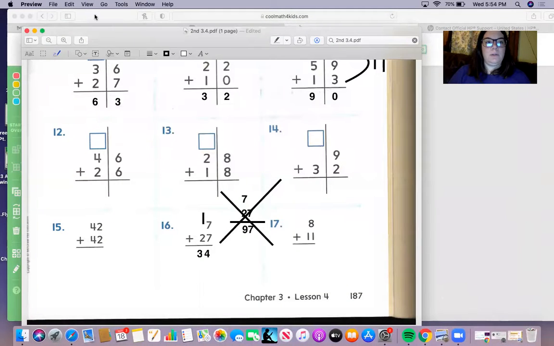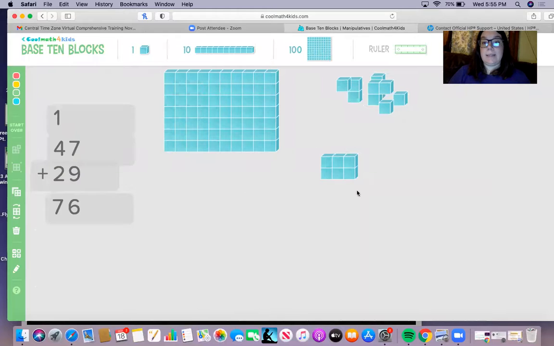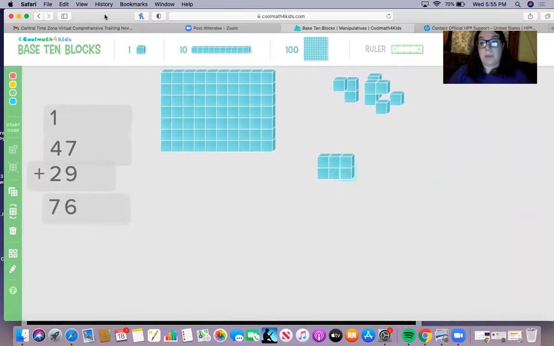I will include the website that has this if you want to use this to help you add. You, of course, can use the virtual Montessori Golden Beads. That's basically the same thing as, well, it is the same thing as base 10 blocks. And if you have your stamp game at home, you can use that to practice as well.